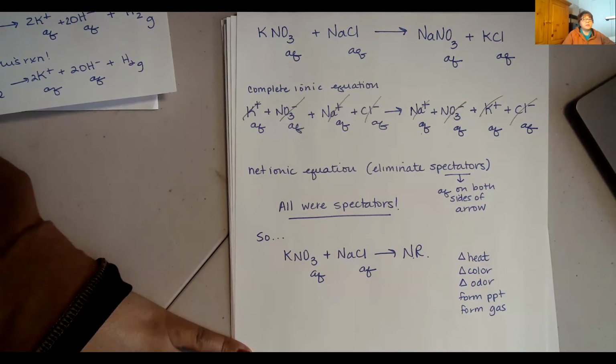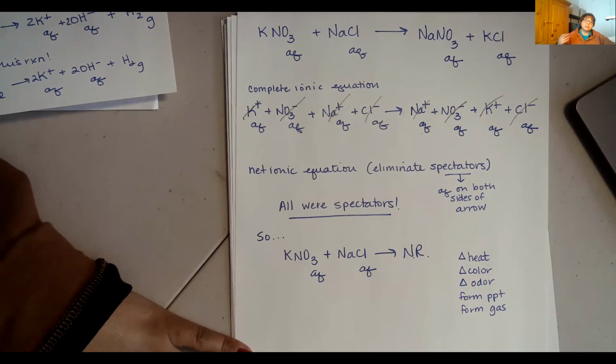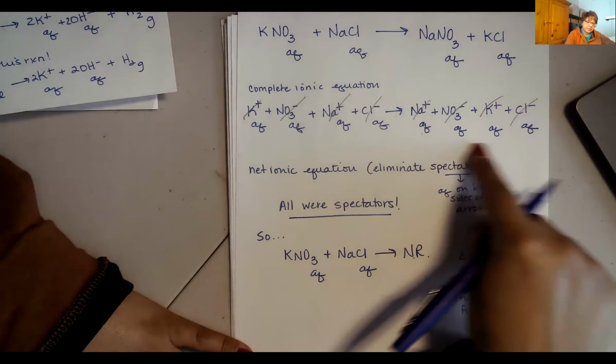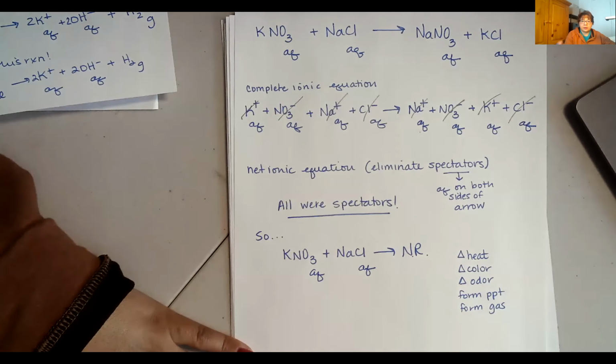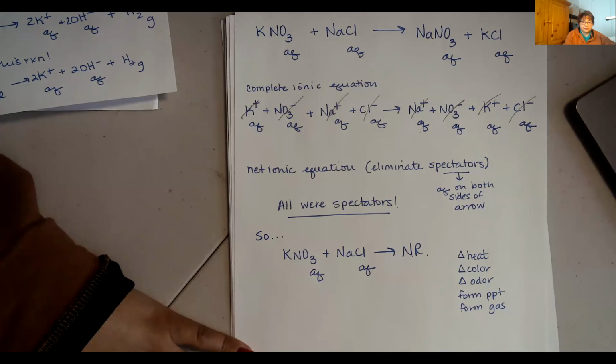So one of the advantages of being able to write a complete ionic equation is you can tell if there's no reaction or not. Nothing happens. So if everybody's aqueous on both sides of the arrow, you don't have a reaction. Everybody's a spectator. There's no reaction. Ms. Weir, the nitrates do not break up? No, they hang out together.